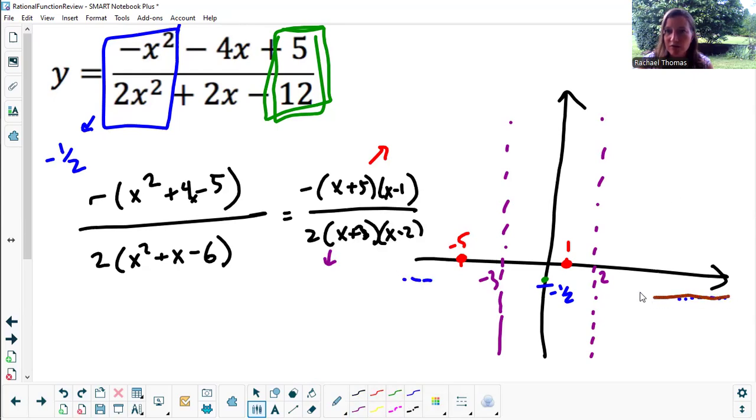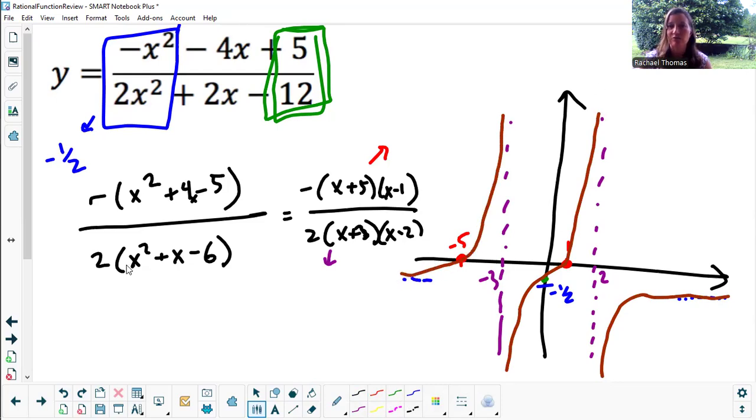Starting at the right. No 0, so I have to go down. I'm in from the top. Hit that, get close to my asymptote. Come in from the top, hit my 0, and get close to my asymptote. Bam.